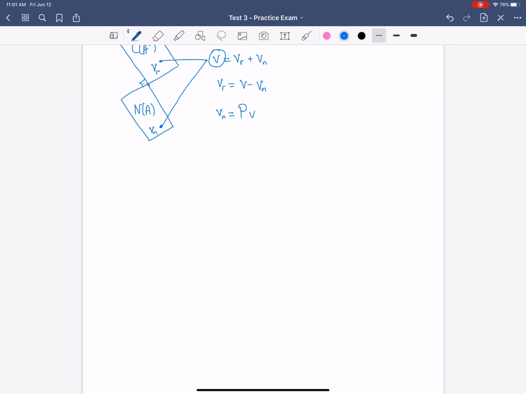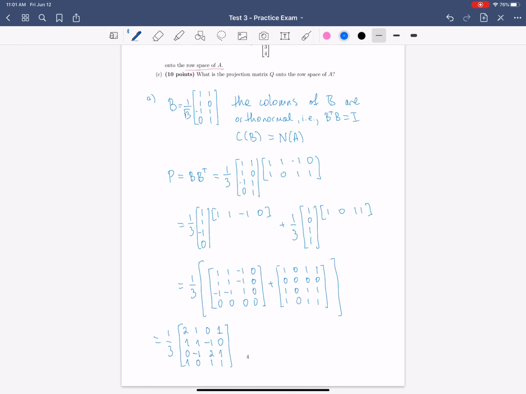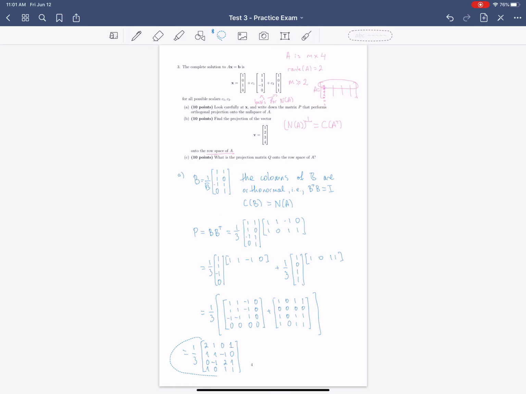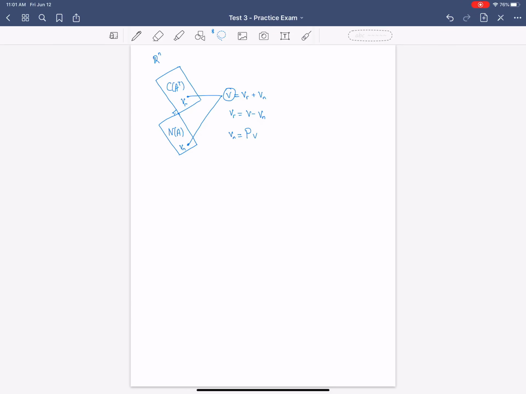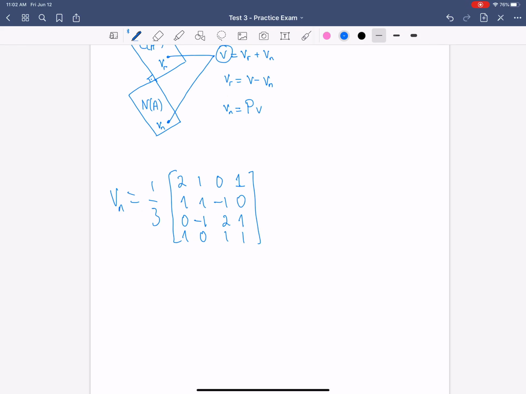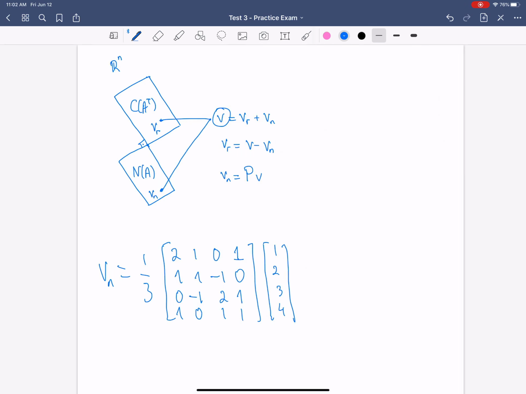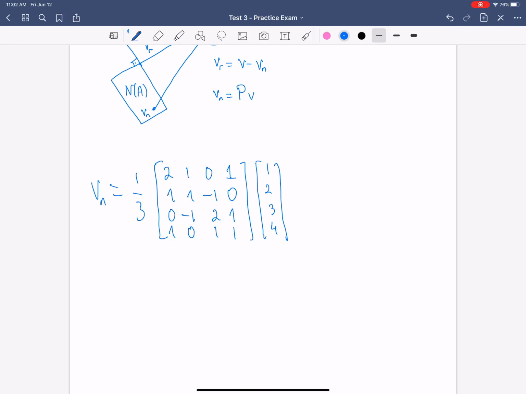Let us write that. Now, I could just use the matrix, because why not? Let's copy that. So let me put that here. What I want to write is V sub n equals this matrix times the vector V, which is 1, 2, 3, 4, if I'm not mistaken. Yes, that's what it is. So I just have to carry out that multiplication.